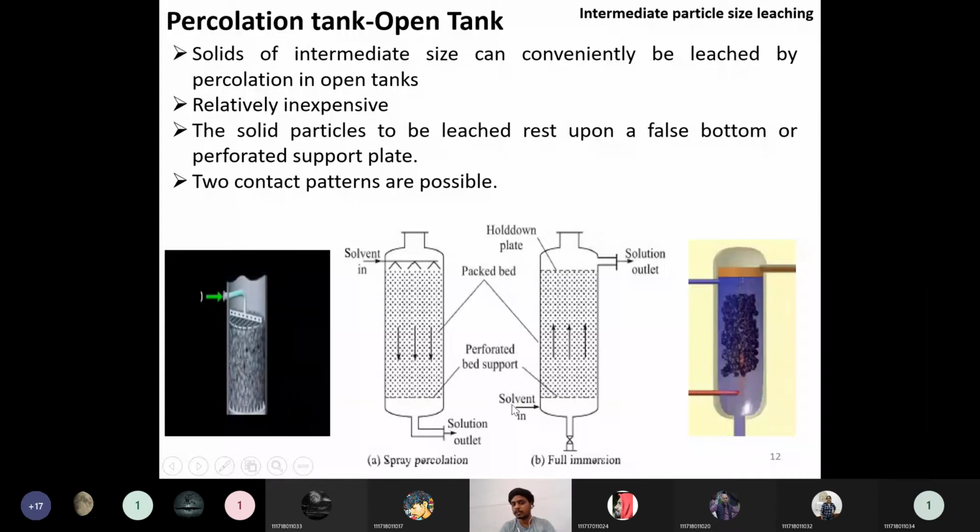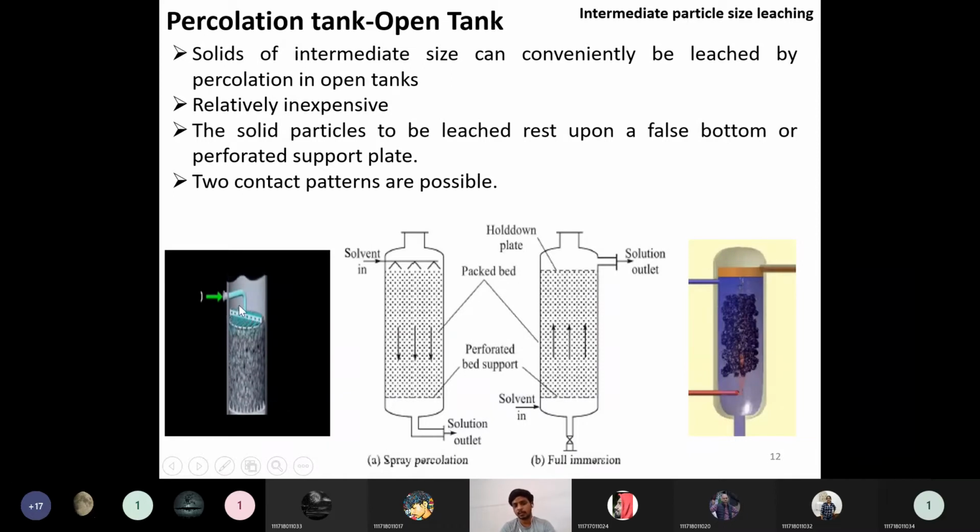After complete immersion, the solvent flows continuously. As soon as the solvent reaches the top of this shell, or cylindrical vessel, the supernatant, or overflow of the solution, is collected from the top. Further, these two solutions are subjected to further purification.